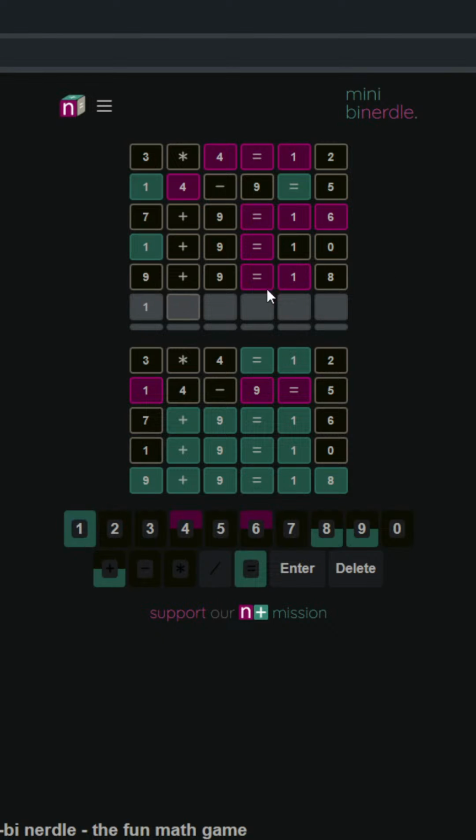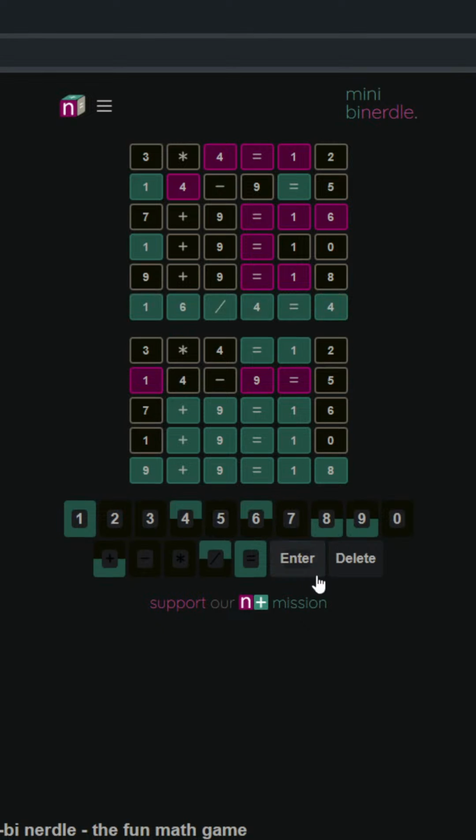We have a 1 at the start. We have an equal sign here. And it's only a division. So it's probably like this. I'm gonna say 16 divided by 4 is equal to 4.